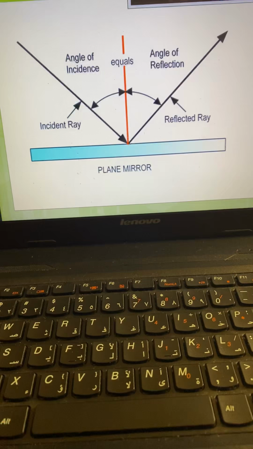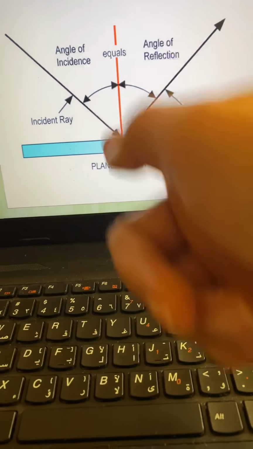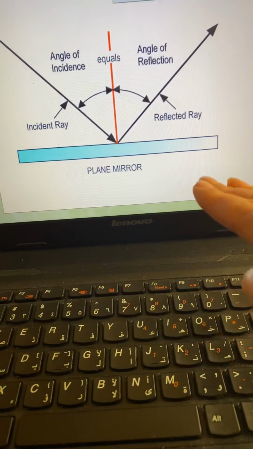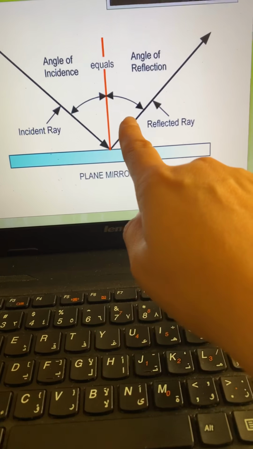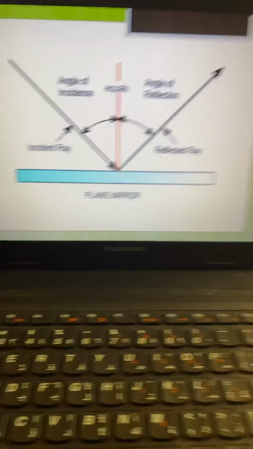Last time we studied the properties of an image in a mirror. Remember this? Incident ray, reflected ray, normal. This is the mirror. This is the angle of reflection and angle of incidence. And we said they are always equal.